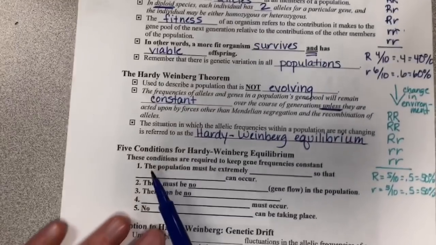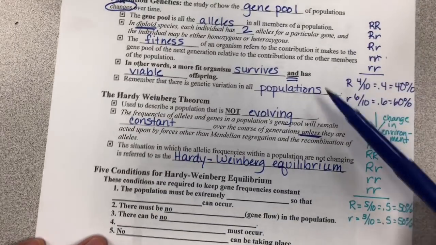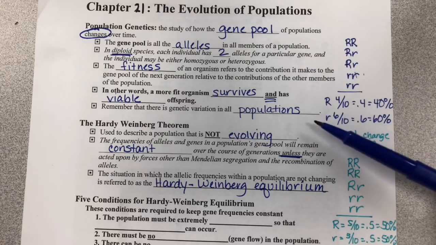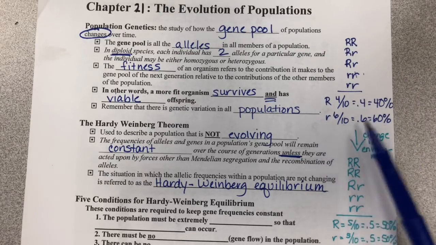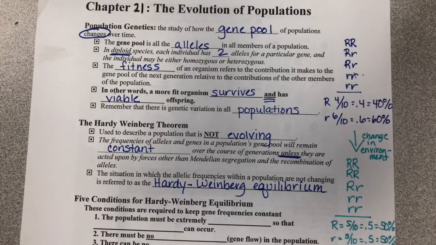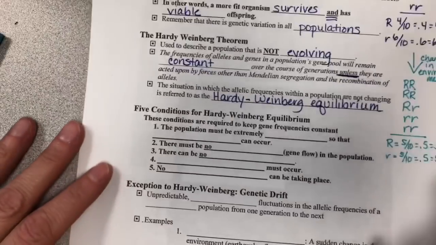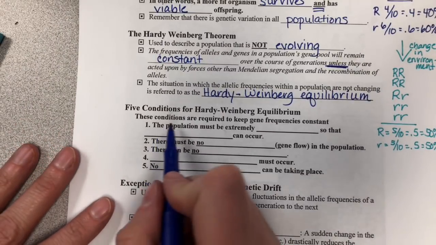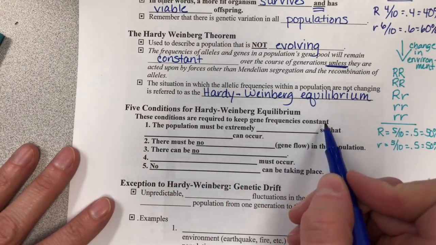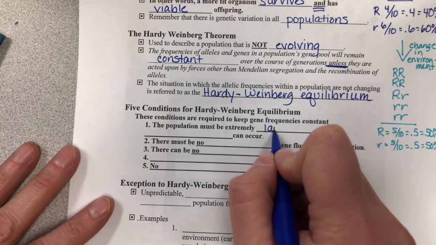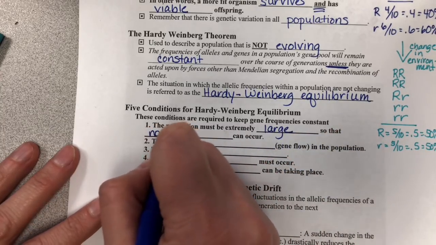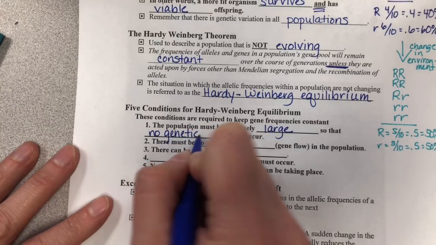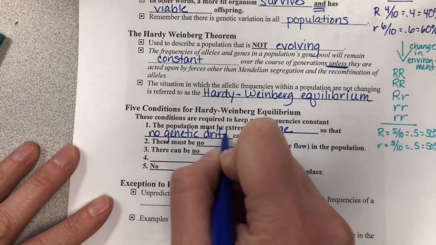So what would have to be true for a population to be in Hardy-Weinberg equilibrium, or not evolving? What would be true for the big R to be 40% and the little r to be 60% over time? We have a list of 5 things. These conditions are required to keep gene frequencies constant. First, the population must be extremely large so that no genetic drift occurs. We're going to see in a little bit what genetic drift is. We're just going to write it down right now.